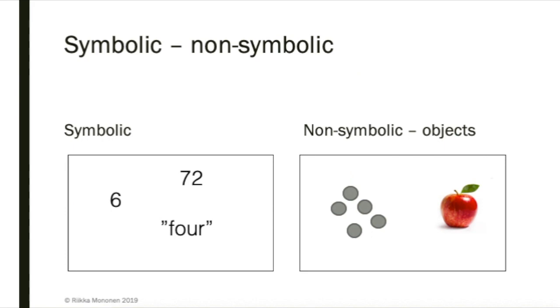What do we mean when we are talking about non-symbolic number? Basically, we can divide the numbers into symbolic and non-symbolic representations of numbers. Symbolic numbers include numbers which are presented with number symbols, such as 6 and 72 in the box, as well as number words such as 4. Non-symbolic numbers are quantities, for example dots or different types of objects, such as apples in the box. This time we will focus more on numbers which are presented in their non-symbolic form.